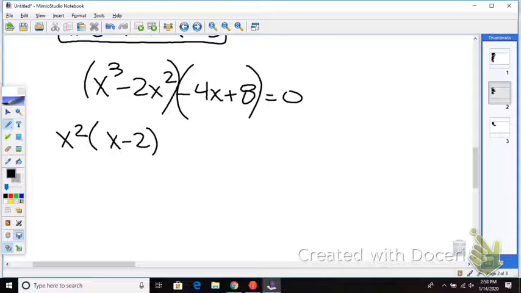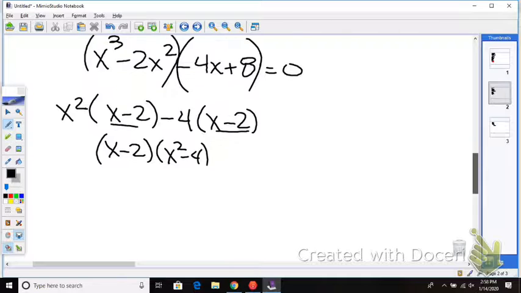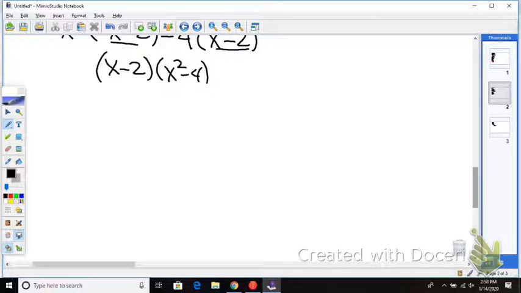What do I take out of my second group? Negative 4. Leaving me with x minus 2 because I divided that out of there. So my factors are x minus 2 and x squared minus 4. Everybody good with that so far? But what is x squared minus 4? Did I go too fast up there?